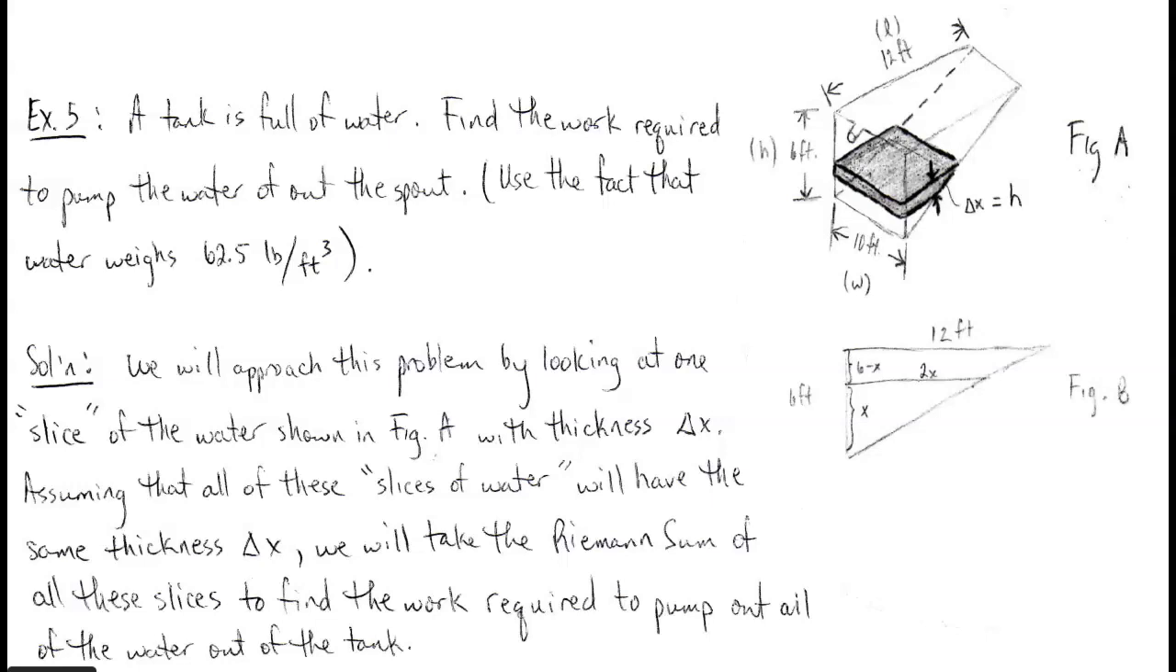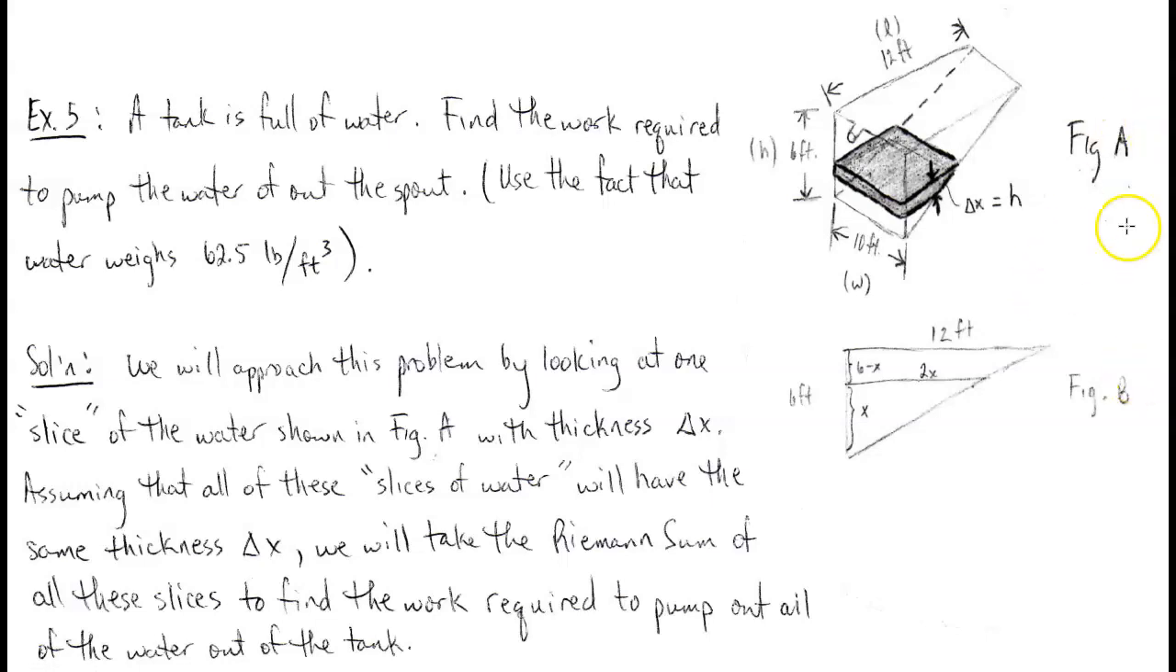And then after that, we'll just say, all right, well, if I can generally model one slice of water, then I can model all the slices of water that I would use, from the bottom of the tank to the top, and just add all those slices together, or the work that's involved to get all those slices together to get all the water out of the tank. So that's going to be the approach here.